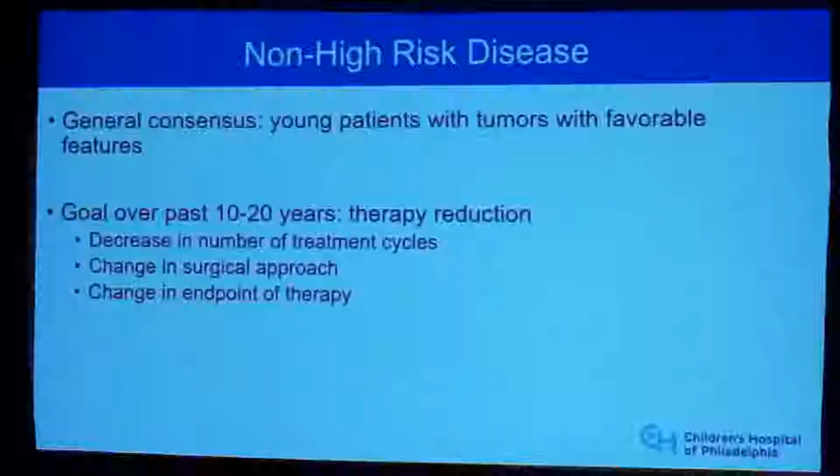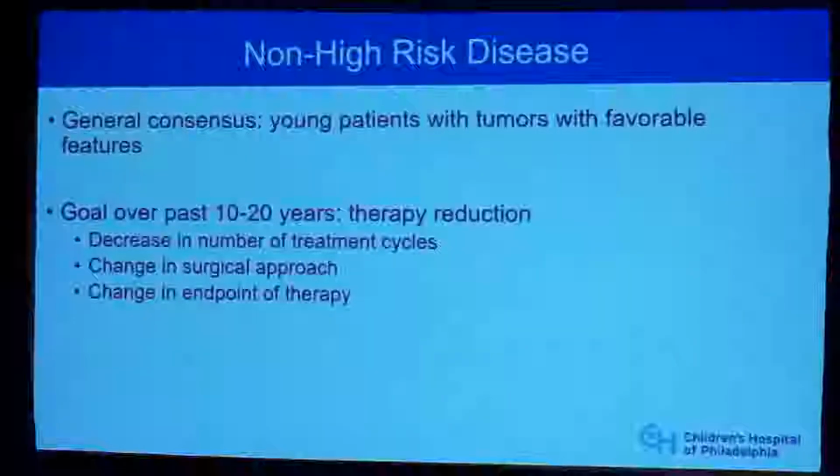So the ways that people have approached this has been a decrease in the number of treatment cycles, so same drugs but fewer of them, a change in the surgical approach, so instead of doing a big aggressive operation that causes a lot of organ damage, a less aggressive approach, leaving some behind, seeing if the patients continue to do well, which is intimately related to this change in the endpoint of therapy. So do you have to bring these children to a complete remission, a very good partial remission, or is a partial remission good enough in certain subsets of patients?